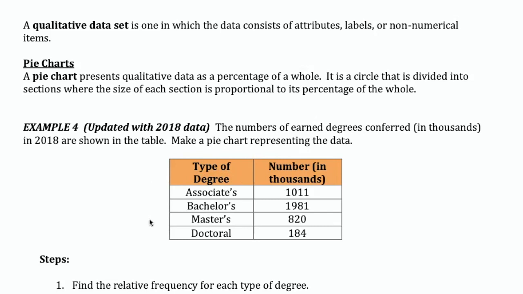The first type of graph we're going to look at is a pie chart. It presents the qualitative data as a percentage of a whole. So it's really good for comparing the relative sizes of each category. It's a circle. We're going to divide it into sections. And again, the size of those sections has to be proportional to its percentage of the whole thing.